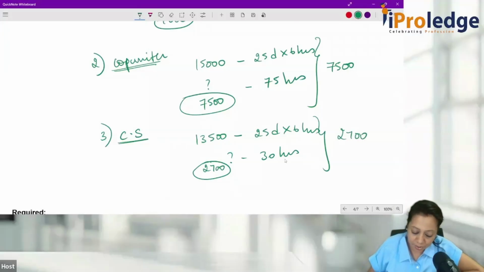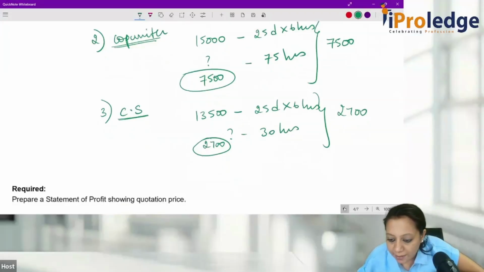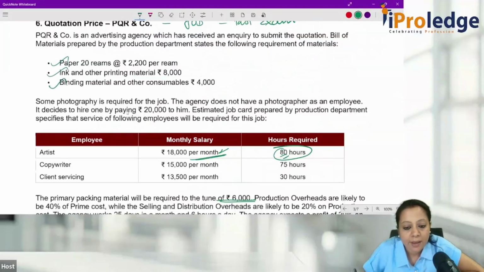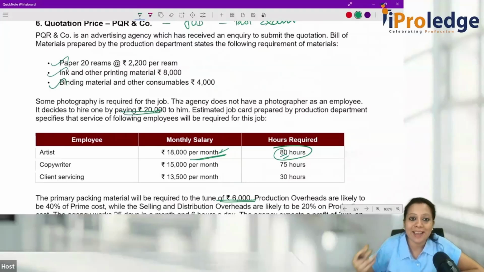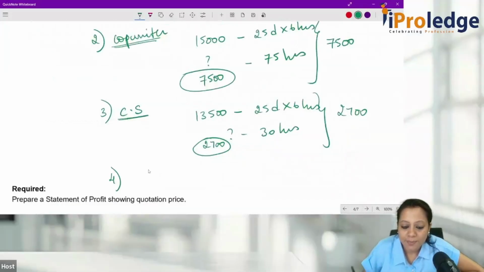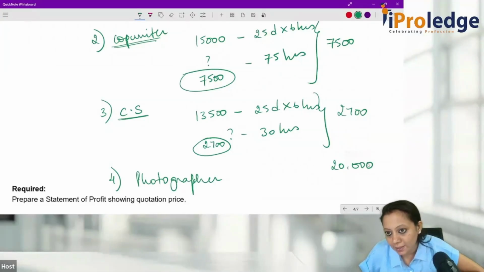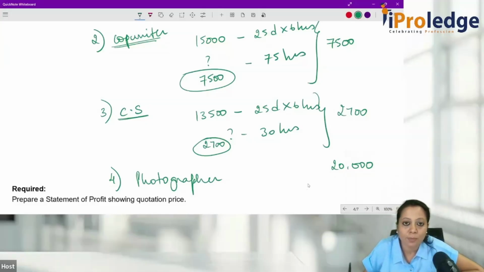So 2,700. We have taken all the expenses. Are we having any other? Yes, we have hiring of 20,000 to pay him. Right, students? For this, they have not given how much the amount is, so we will take the entire 20,000. Next is the photographer, 20,000. If you miss this also, your entire answer may go wrong, so please pay attention to small nuances.